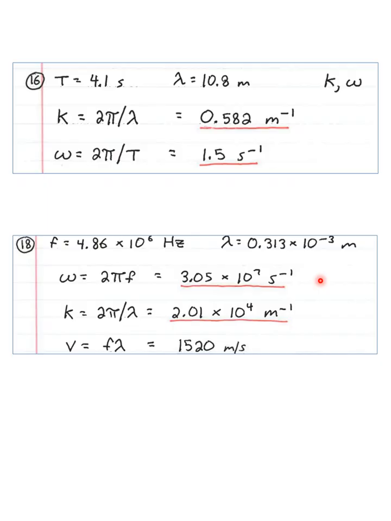And the wave number, k, is 2 pi divided by lambda, so that's 2.01 times 10 to the 4th per meter. It then asks for the wave speed, and we can get that by doing wavelength times frequency, and we should get 1520 meters per second. You can also check that because wave speed is omega divided by k, so angular frequency divided by wave number, and that should also give you 1520 meters per second.